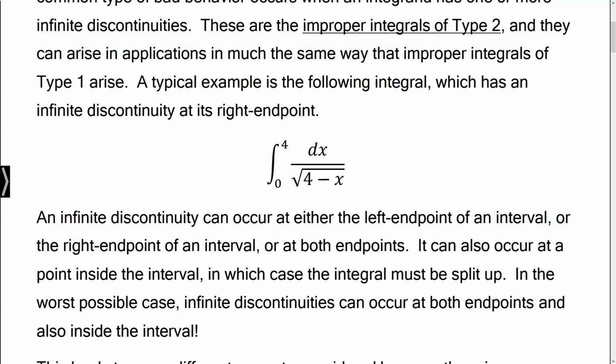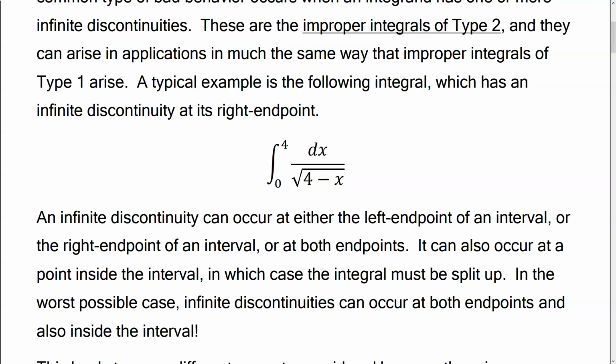So what are we going to do in this case? Well, what we're going to do is the same idea we did with type 1. We're going to approach that problem as a limit. We're going to say, okay, we can't go out to 4, but let's go out to t, and then evaluate it in terms of t, and then take the limit as t approaches that problem point and see if the limit exists. And if it does, we'll say that the integral converges. And if it doesn't, we'll say it diverges. And that's the best that we're going to do with this.